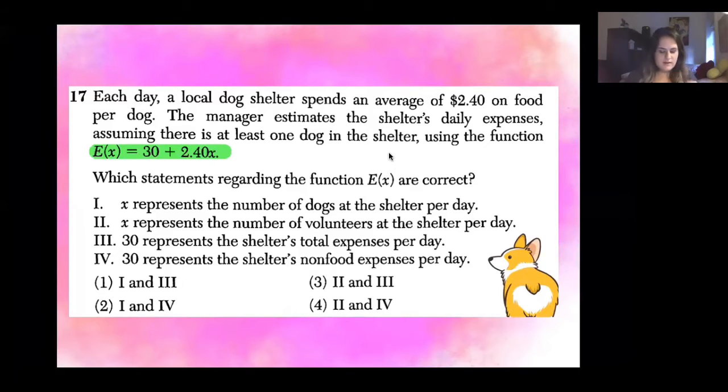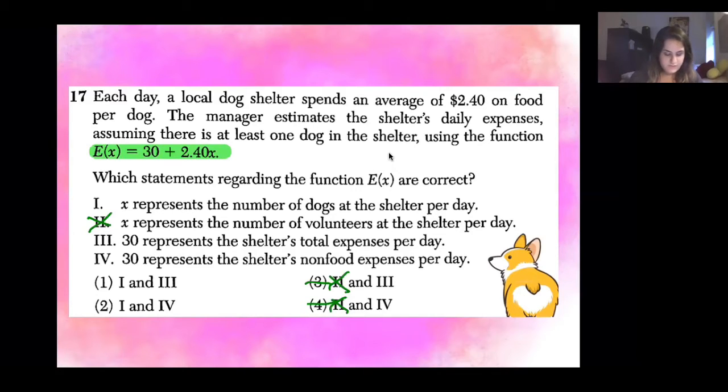It says X represents the number of dogs at the shelter per day, or X represents the number of volunteers at the shelter per day. Did they even mention volunteers anywhere? I can't see that they did. So I'm going to get rid of Roman numeral 2. And I'm going to get rid of any choice that has Roman numeral 2 in it. So which choices can we eliminate? We can get rid of choice 3 and choice 4, since those have Roman numeral 2.